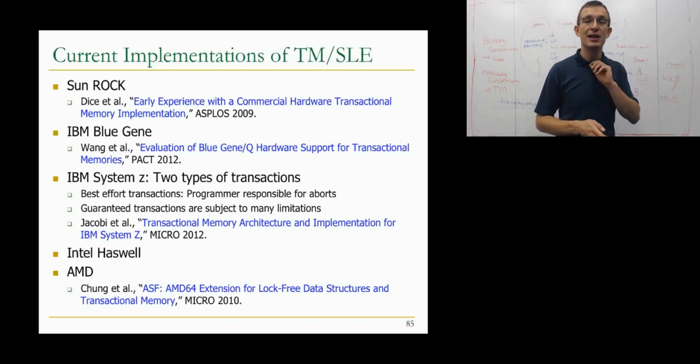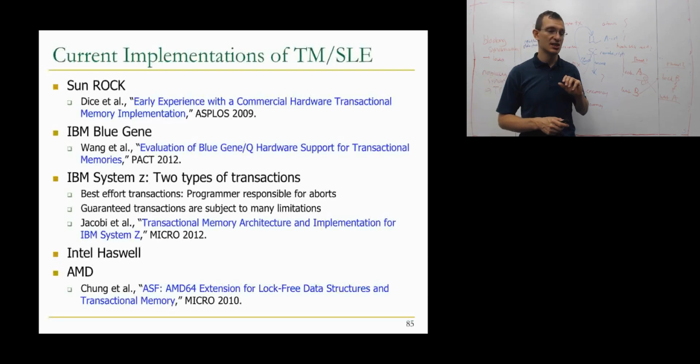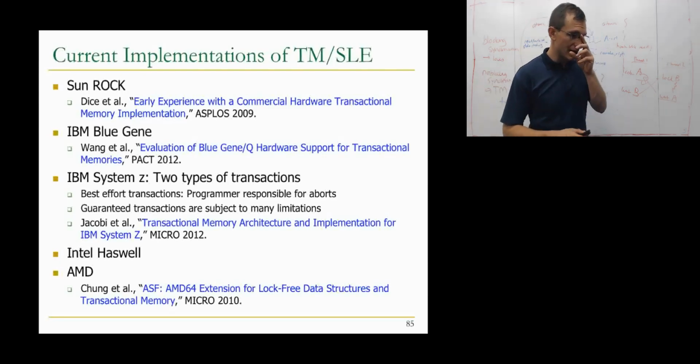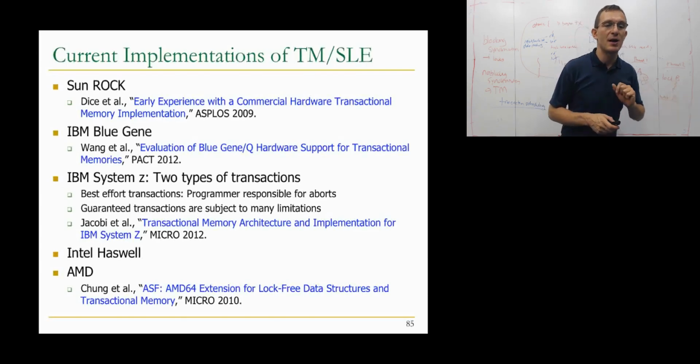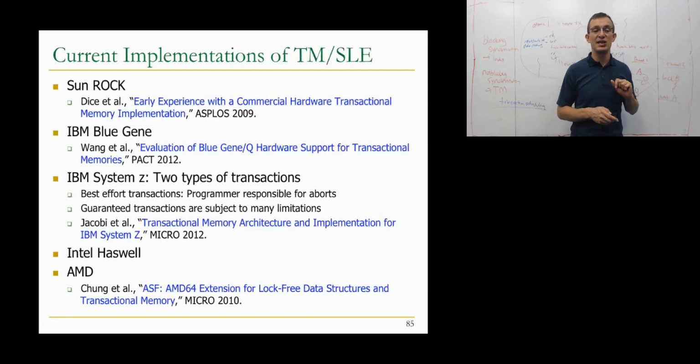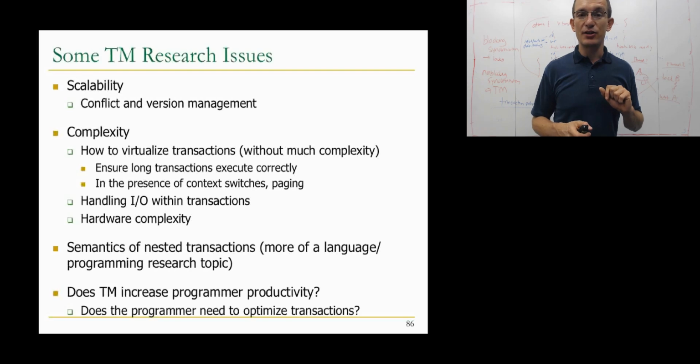Intel Haswell has an implementation of hardware transactional memory. Again, it has similar limitations for it to get good performance on code. Intel Haswell also has speculative lock elision as well. And AMD also has a paper on their extension for lock-free data structures and transactional memory. So this is my last slide on transactional memory.